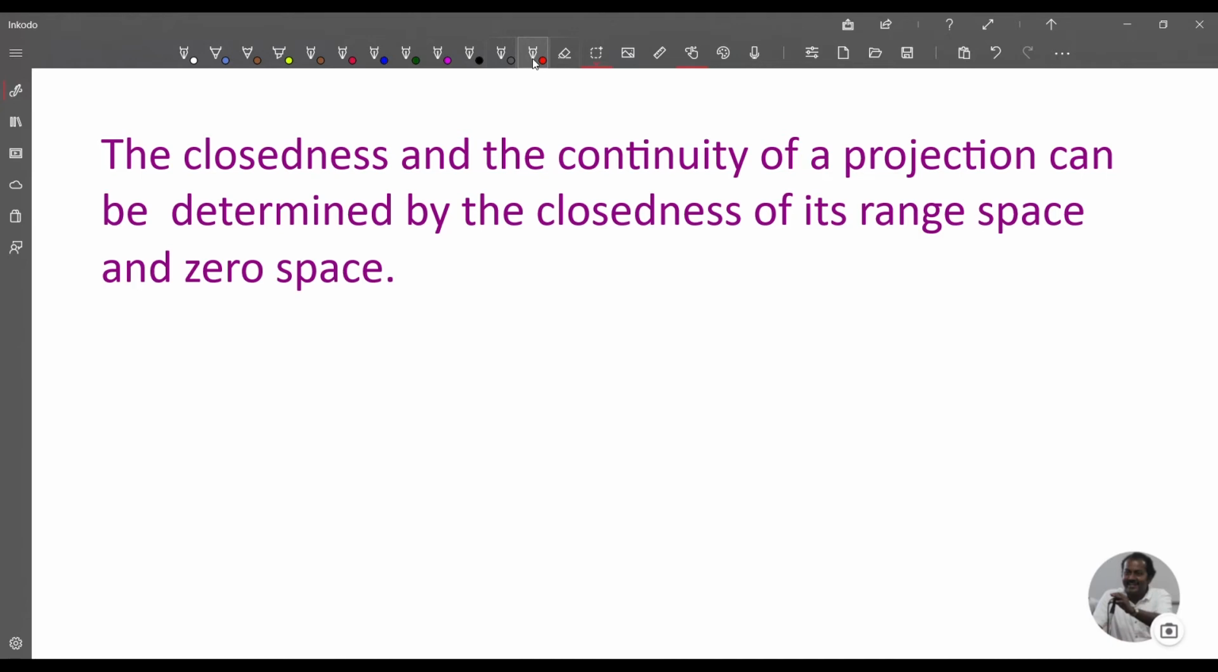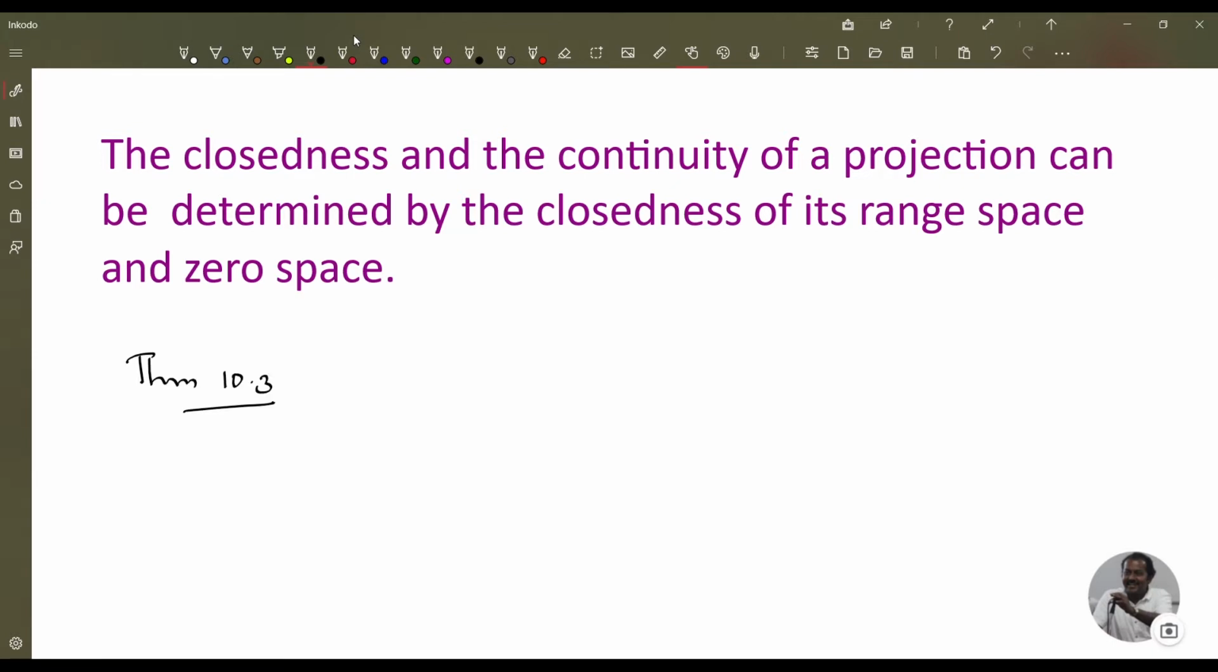In today's functional analysis class, we are going to discuss closedness and continuity of projection. So we are going to show that the closedness and continuity of a projection can be determined by the closedness of its range space and zero space. So we state the theorem. This is theorem 10.3 in your text.